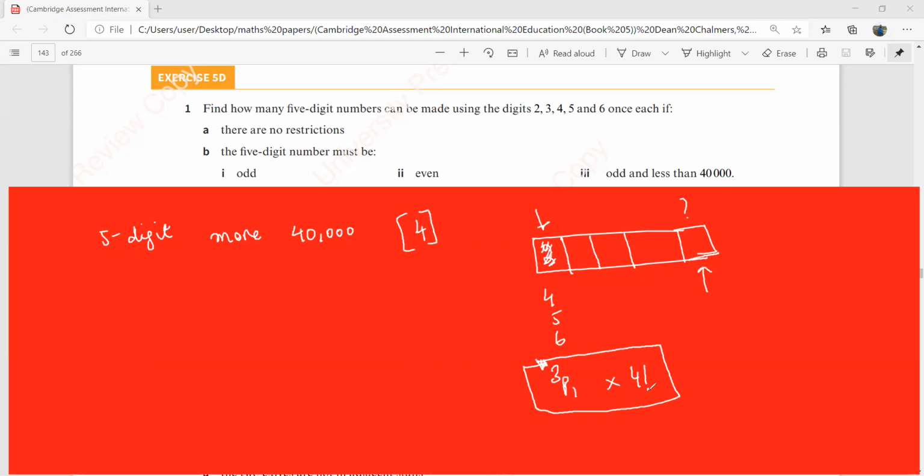Achha, so this is going to be 3p1 times 4 factorial. Now, let me add some red chilies into this question. Suppose the question is, you have to make a 5-digit number which is greater than 40,000, and it should be odd as well. So what will you do now? Sir, 2p1 into 3p1 into 3 factorial. Okay, that's it.